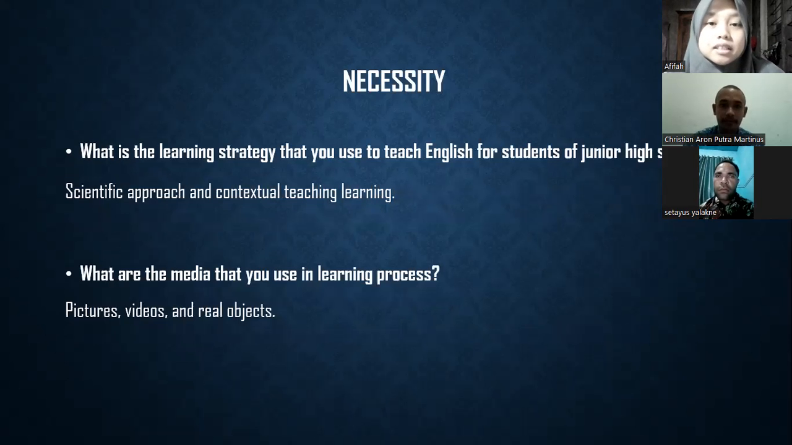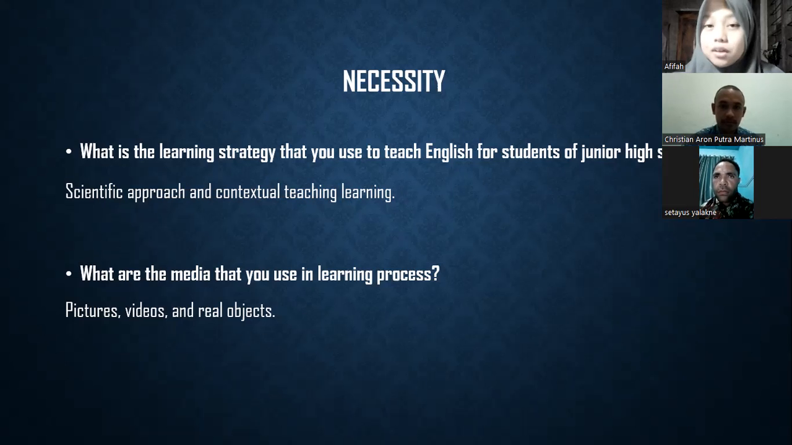And the next part is about necessity. The question is, what is the learning strategy that you use to teach English for students of junior high school? And the teacher answered that the learning strategy that is used is the scientific approach and contextual teaching and learning.